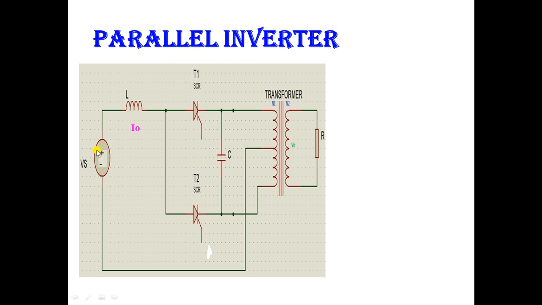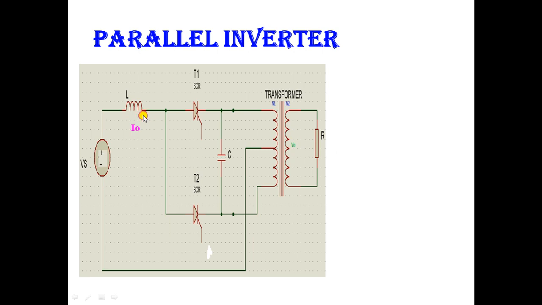Now this is the input, that is the input voltage Vs. This is the DC input voltage. This DC input voltage will be converted into an AC voltage waveform, that is the output voltage V0 here. So that is the main function of this inverter.